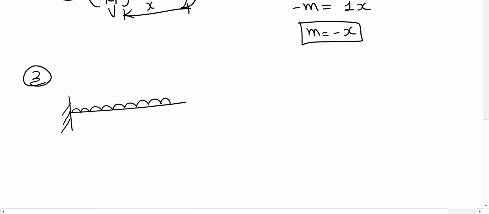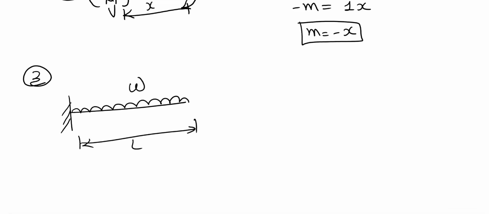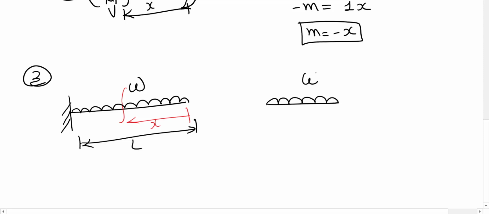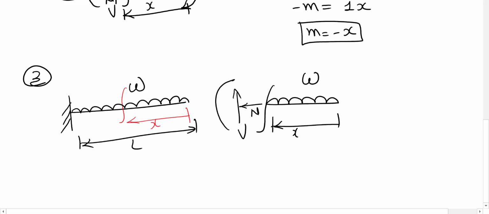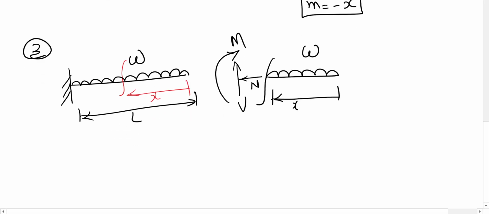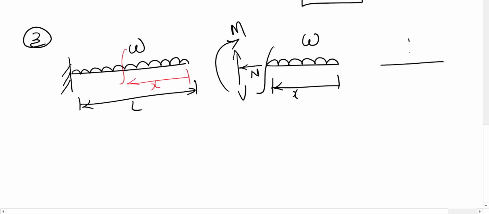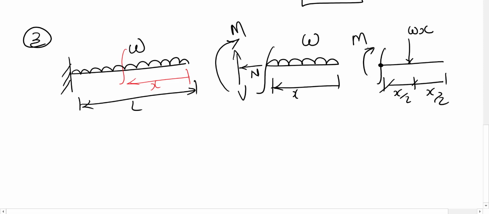Now the third step: we need to analyze this structure for the real loading, which is w, and it has a length of L. Again we're going to make a cut here at a distance of x, and where we make the cut, we can draw the free body diagram with this w. This distance is x, and where we make the cut, we will have an axial internal force, a shear force, and a moment. If I simplify this, I would have this wx, and this distance is x by 2, and that's the cut, and let's put only m.